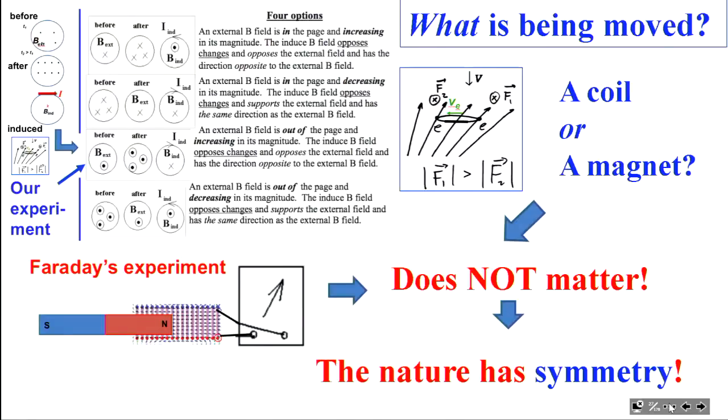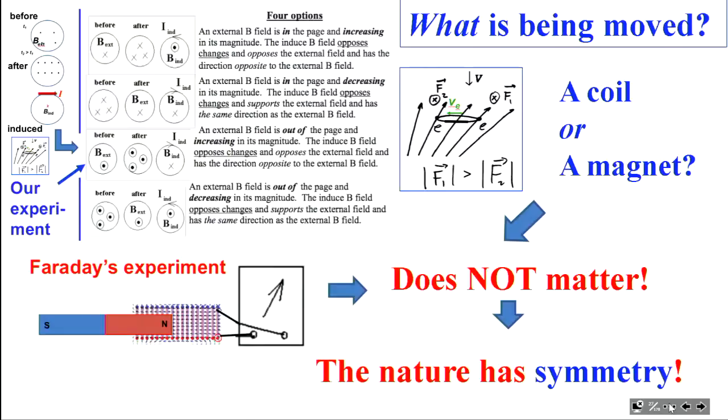But nature has a symmetry. So from the point of view of nature, it doesn't matter what is moving. So we can have a steady coil, but move a magnet. And we should observe exactly the same phenomenon. But the reason will be different. When the coil is moving, we can explain everything by a force acting from the magnetic field on a charge traveling in the magnetic field. But now, when the magnet is moving, all the electrons are at rest. So we cannot explain this phenomenon by applying the Lorentz force anymore.